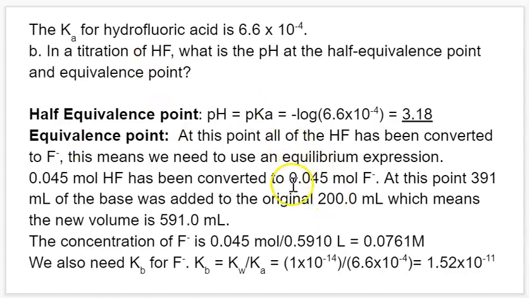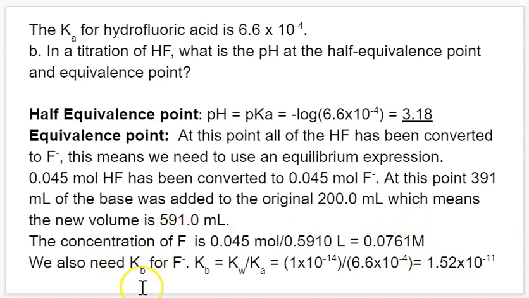So we know that we have 0.045 moles of F minus at this point. We've also added 391 milliliters of the base, which we calculated in the last problem. And there was originally 200 milliliters of the analyte solution, the original HF solution, which means the volume at this point in time is 591 milliliters. From that, I can calculate the concentration of F minus by dividing the moles by the liters, and we end up with a concentration of 0.0761 molar.